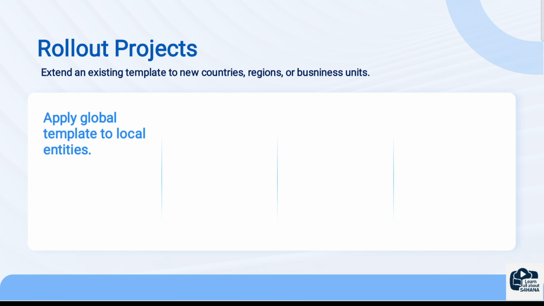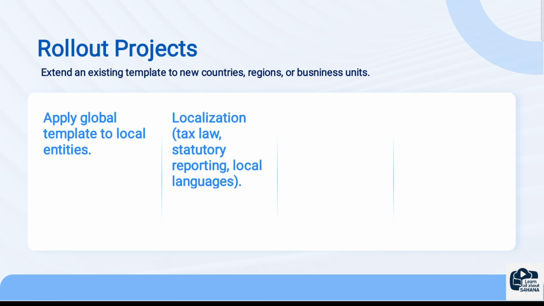That means template reuse. The global design, like master data and processes, is already available. They just implement it according to the local entity. Next is the localization: tax law, statutory reporting and local languages are adjusted or made for country-specific tax laws, according to the languages used in that localization, and the compliance needed in that place.